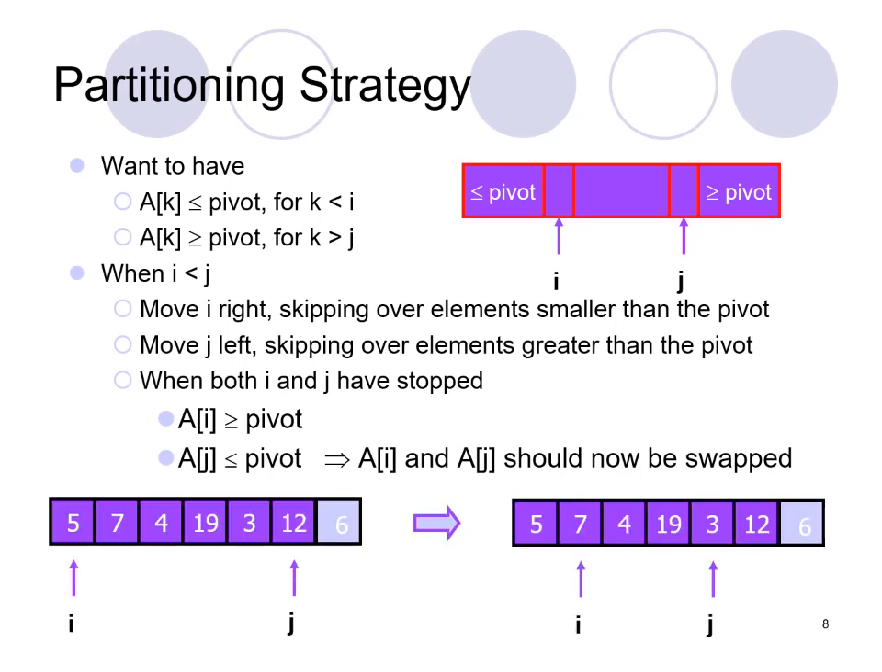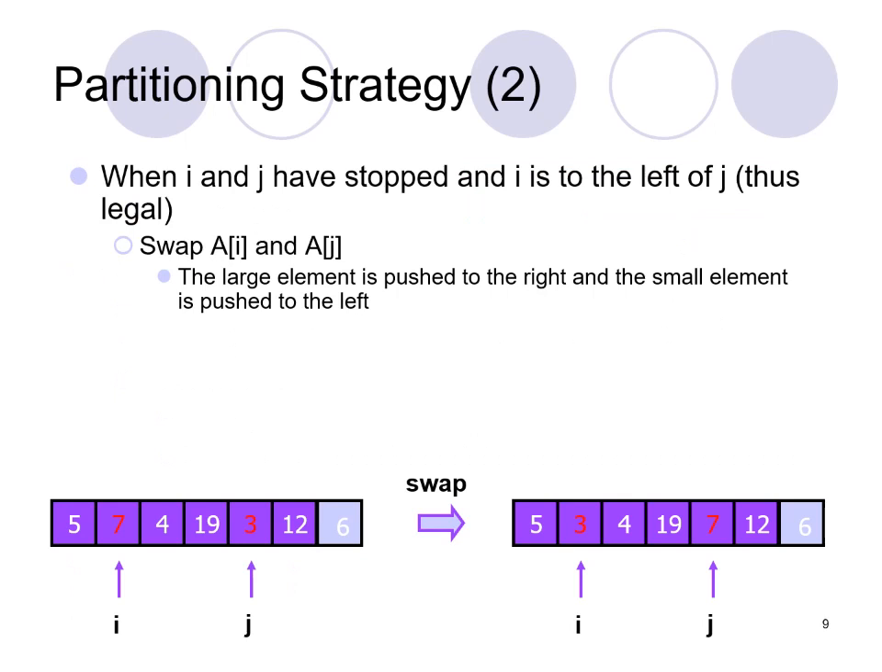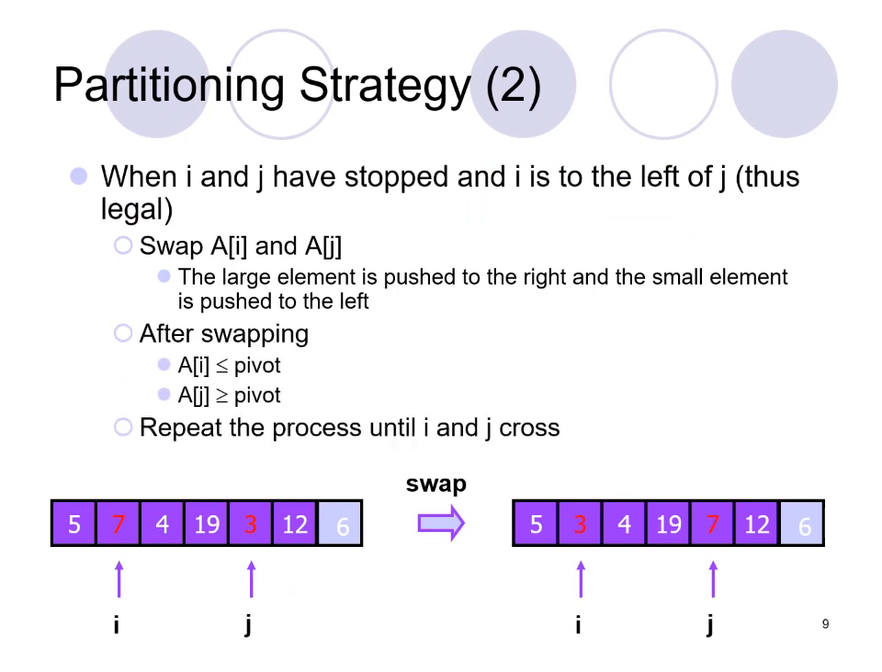While i is less than j, move i towards the right, skipping over elements smaller than the pivot. Move j towards the left, skipping over elements greater than the pivot. When both i and j have stopped, A of i and A of j should now be swapped. When i and j have stopped and i is to the left of j, swap A of i and A of j. That is, the large element is pushed to the right and the small element is pushed to the left. After swapping, A of i is less than or equal to pivot and A of j is greater than or equal to pivot. Repeat this process until i and j cross.